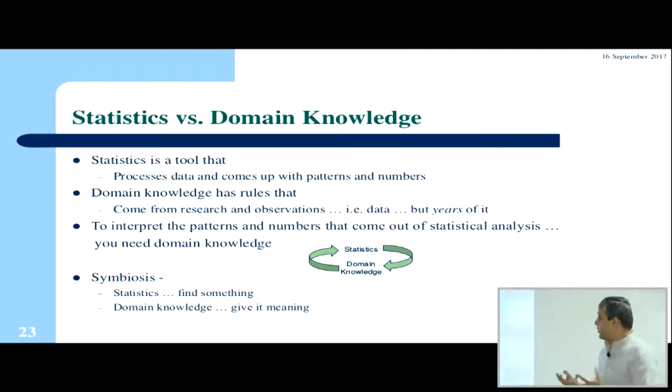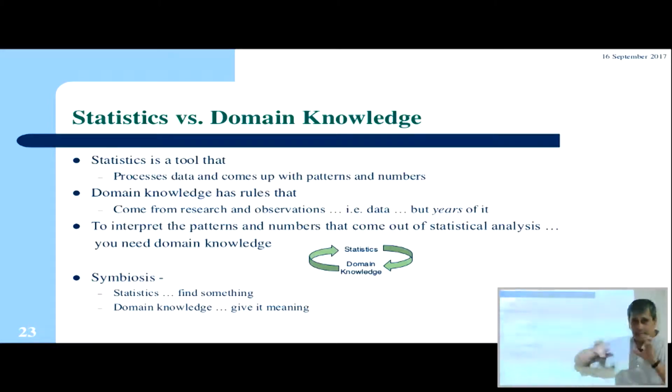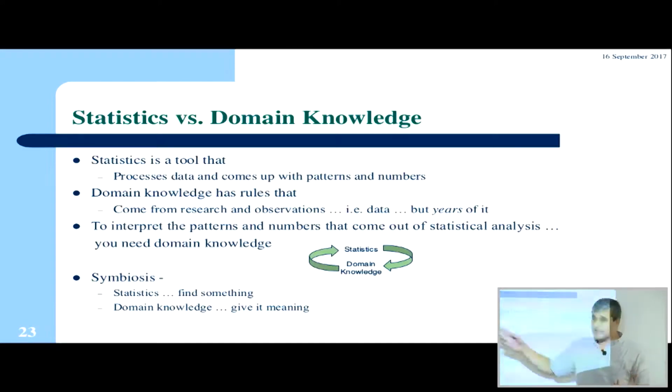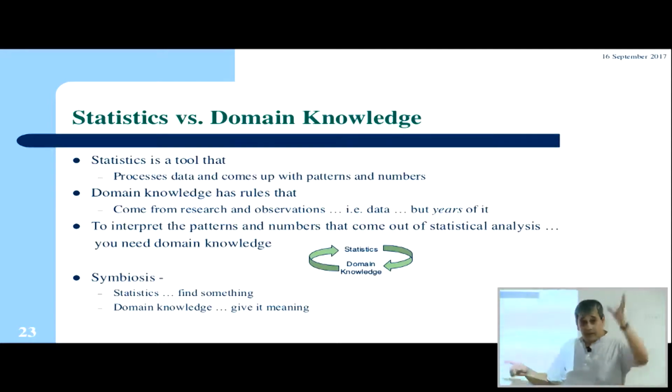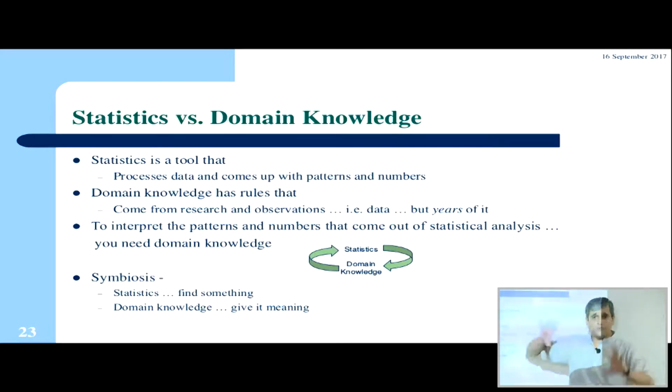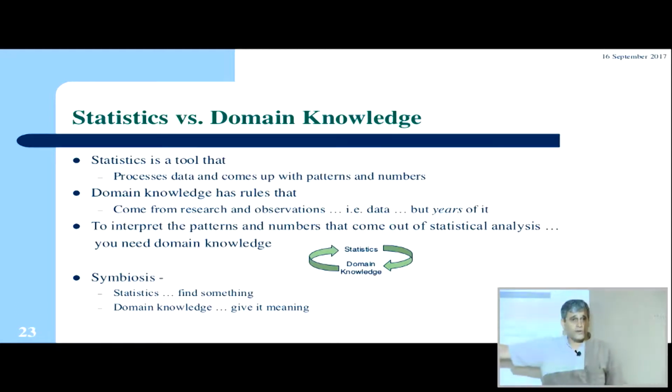There is no domain knowledge involved, whereas domain knowledge has rules or interpretations that come from research and observation, that is data, which is fine, we do not disagree. But it has taken hundreds of years, so many centuries of work, to come up with grammars of languages: Sanskrit, Marathi, we do not have too many for Marathi, but French, English, etc. So, statistics comes up with patterns and numbers, that is it, it does not understand anything. To interpret all these patterns and numbers, you need domain knowledge.